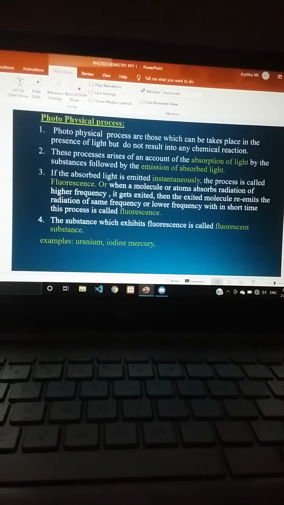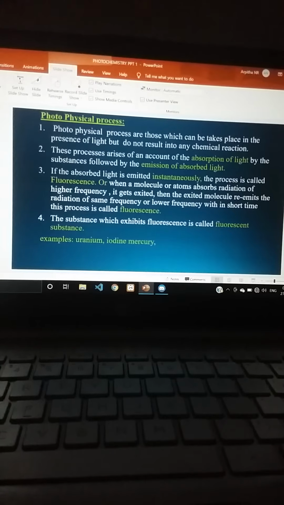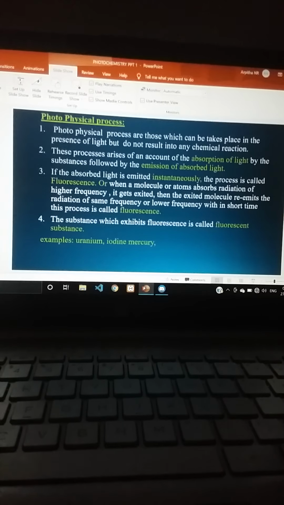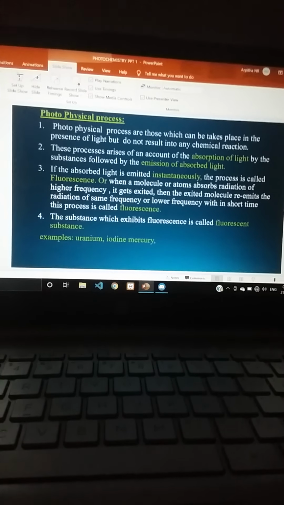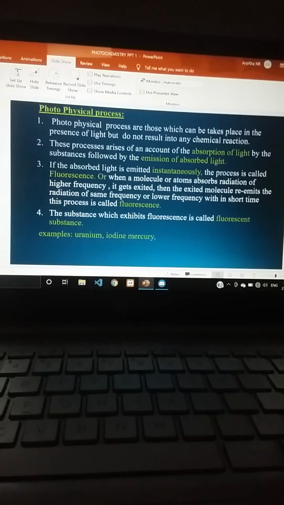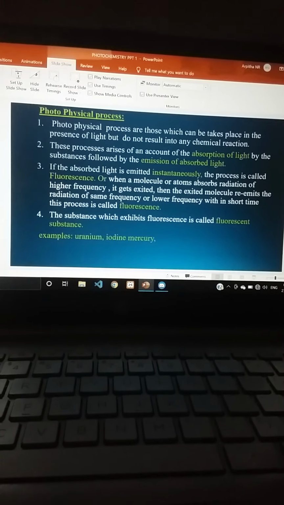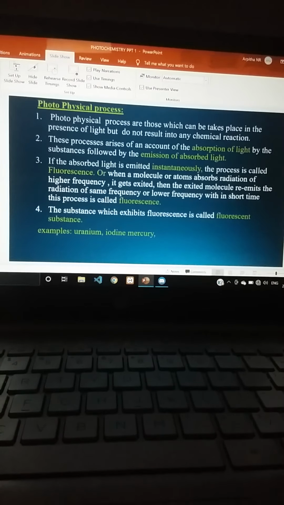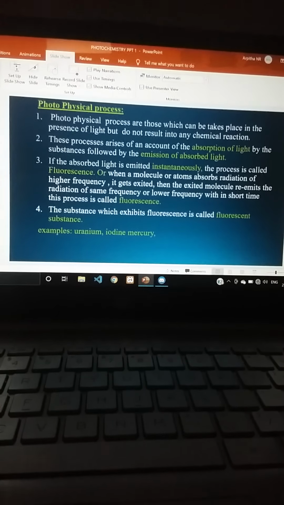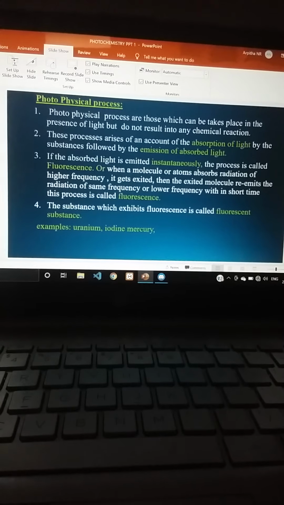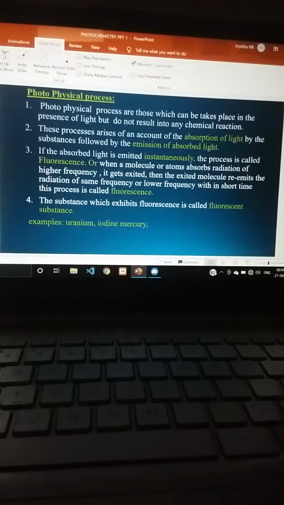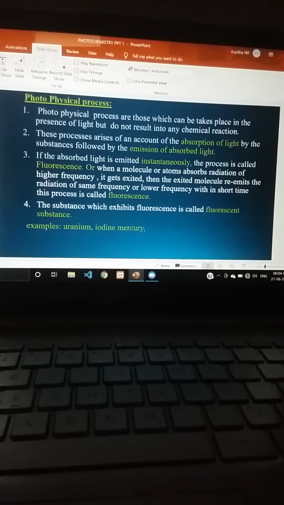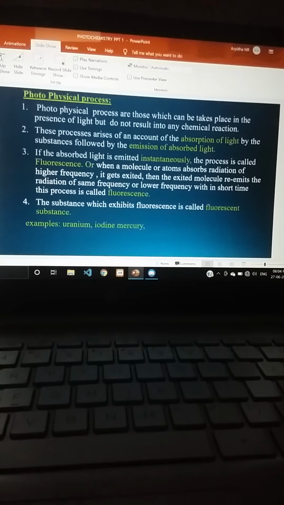The next point is, in this process it arises by the absorption of light by the substance followed by the emission of absorbed light. That means if a substance absorbs some amount of light, then after a time interval it will emit the same amount of light. Then the third thing is, in photophysical process you will observe fluorescence.